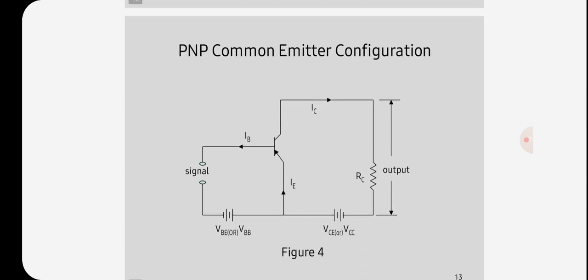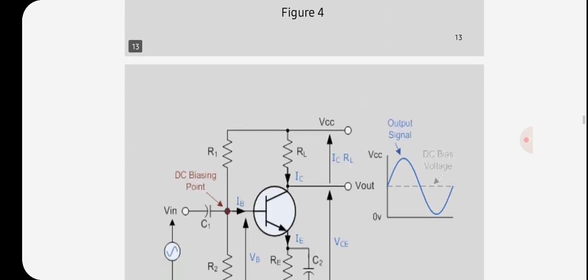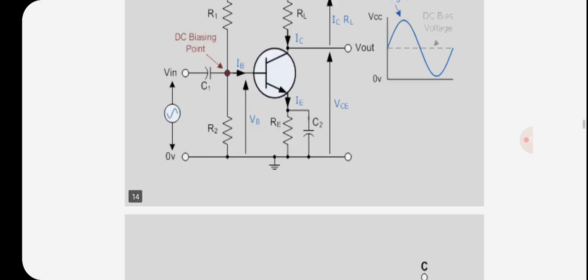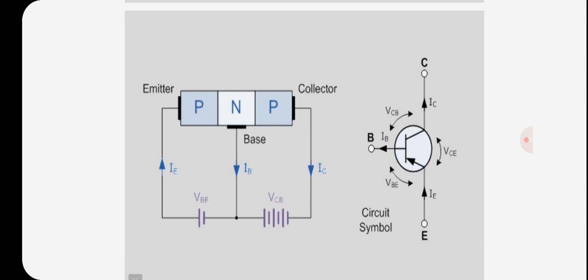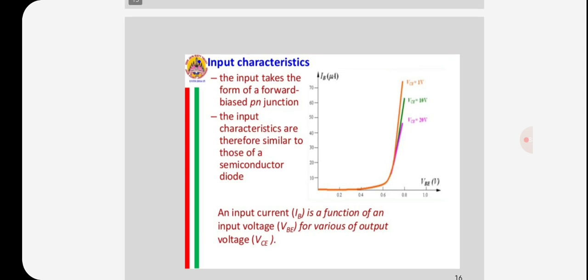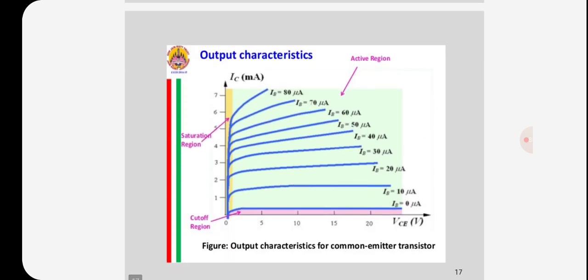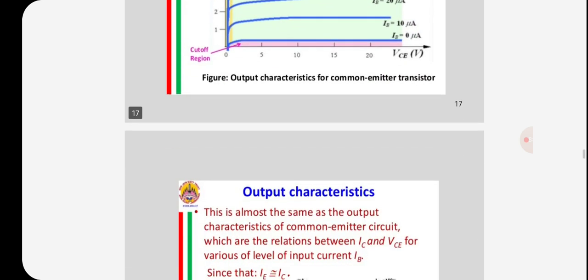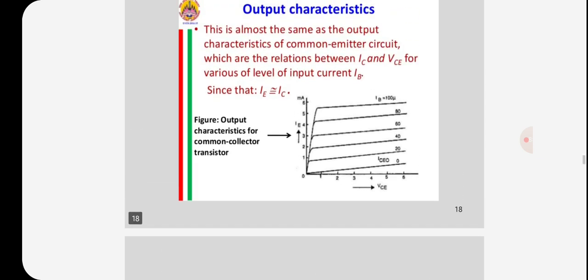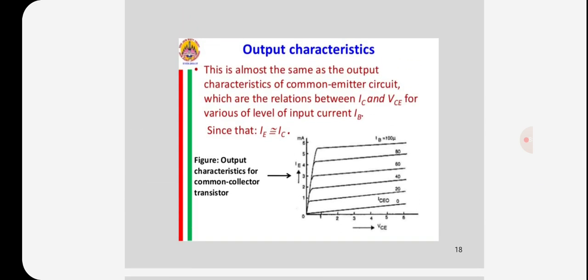Here is the diagram for common emitter and how it works, and this is the input characteristics of common emitter, and this is the output characteristics of common emitter. This we will watch in YouTube.